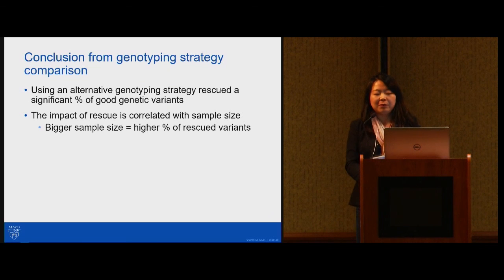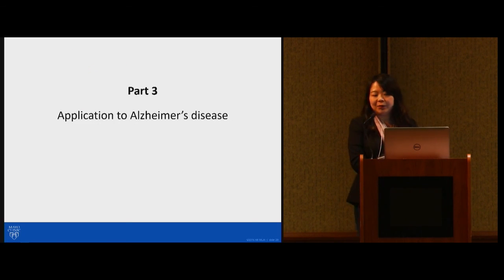So to conclude from our genotyping strategy comparison, we see that using an alternative genotyping strategy rescued a significant amount of good genetic variants. The impact of rescue is correlated with sample size. With bigger sample size, we get higher percentage of rescued variants. Now for the next minute or two, I want to show you how we can apply our approach to the study of Alzheimer's disease.